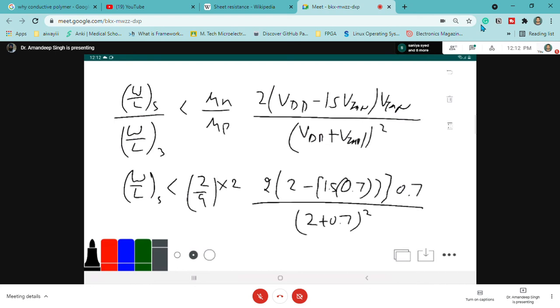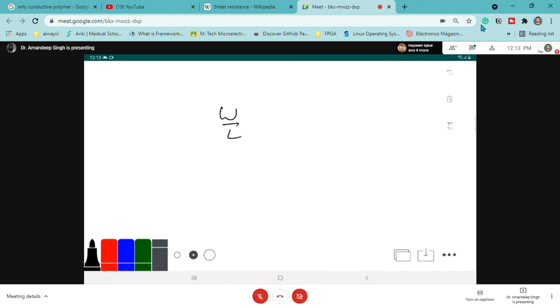So what is the value you got after solving this? 0.182. Yes. Okay, so you find that your W by L should be less than 0.182. This should be the condition.